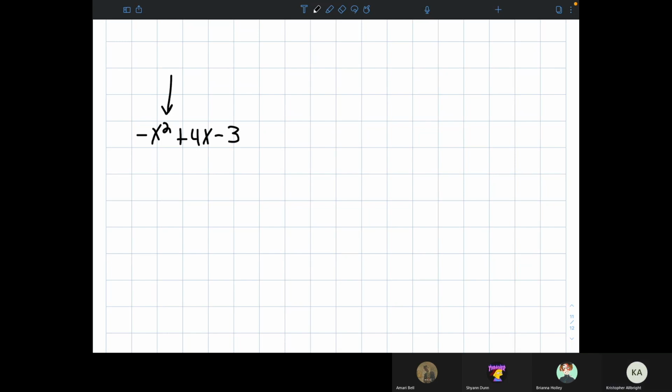So now that we've identified it as quadratic, we need to identify the same stuff. So I'm going to put it in GeoGebra.